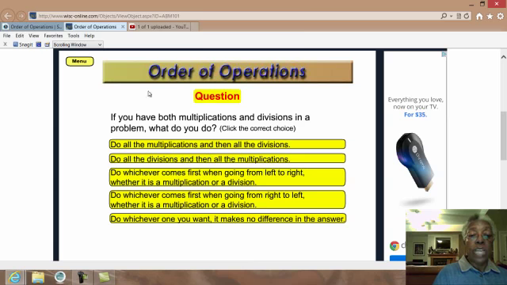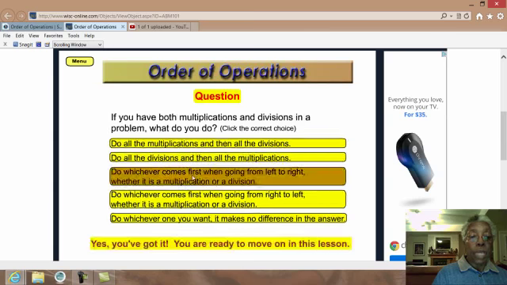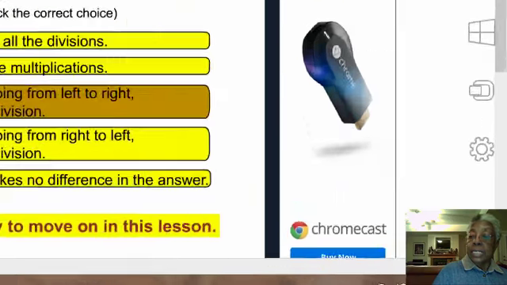So tell me, which answer would you check? Would you check this one? Do whichever comes first when going from left to right, whether it is multiplication or division. Let's check this and see what we get. Yes, you've got it. You are ready to move on in this lesson. Let's check it out.